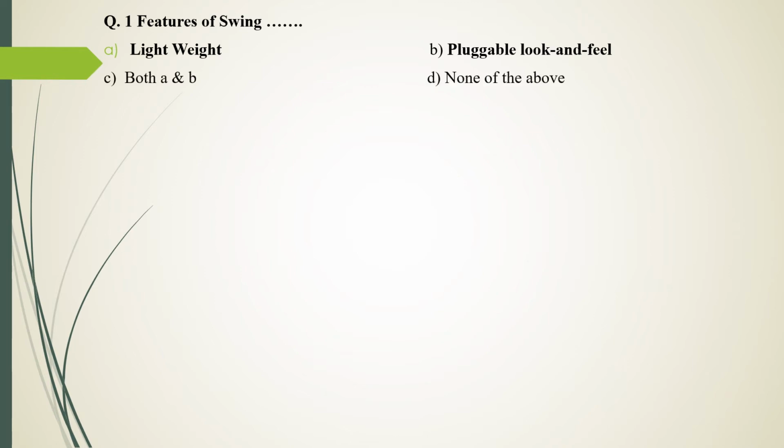Next, we have some MCQs. Features of Swing. Options are A, lightweight, B, pluggable look and feel, C, both A and B, and last option none of the above. So as we saw the features of Swing, option C is right, lightweight and pluggable look and feel. So both A and B are right.